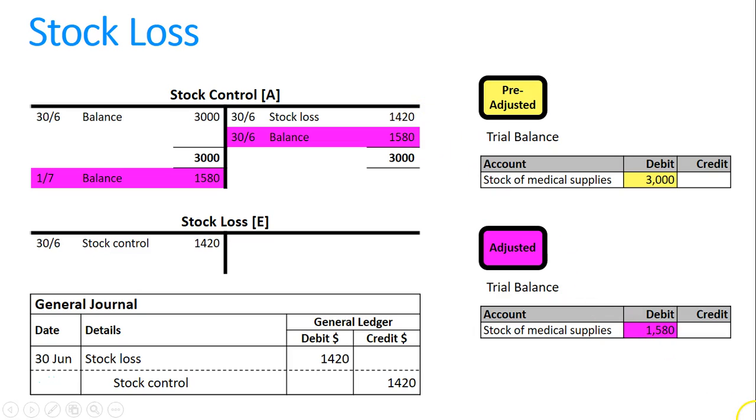So long story short, how did we have a trial balance that started at $3,000 end up with $1,580 for stock of medical supplies? We had a stock loss, and to record that figure, we went and did this entry in the general journal here: debit to stock loss, credit to stock control.